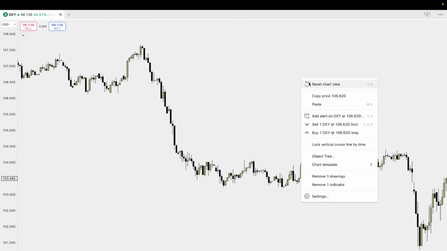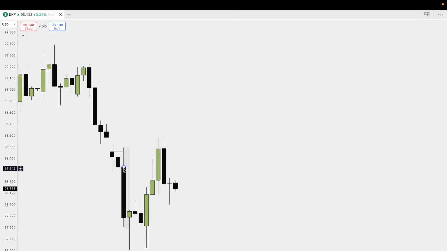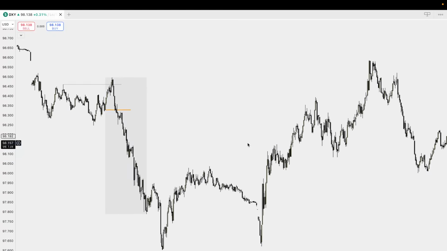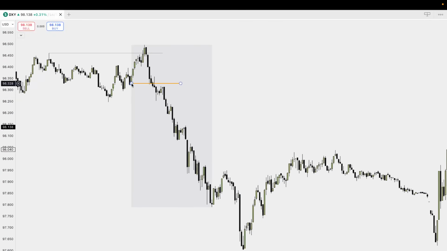Okay. Go on a 4-hour again. There. Right there. 98,328. That's the start of the candle. That's where it opened up. You go back to the 5-minute chart. Anything above this price here is the wick of that 4-hour candle, and you're predicting that to be the wick. So anything above this is high probability.